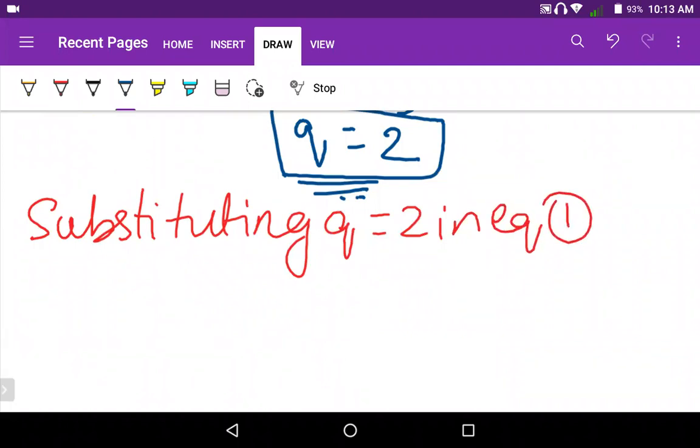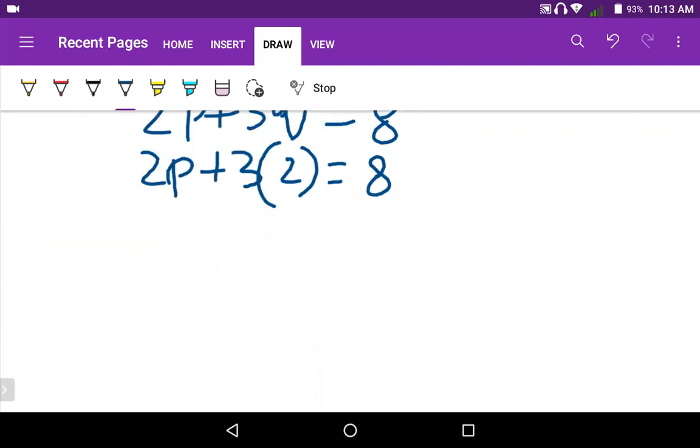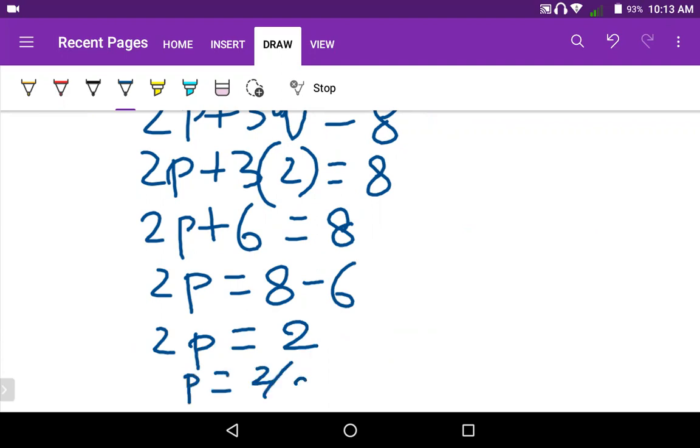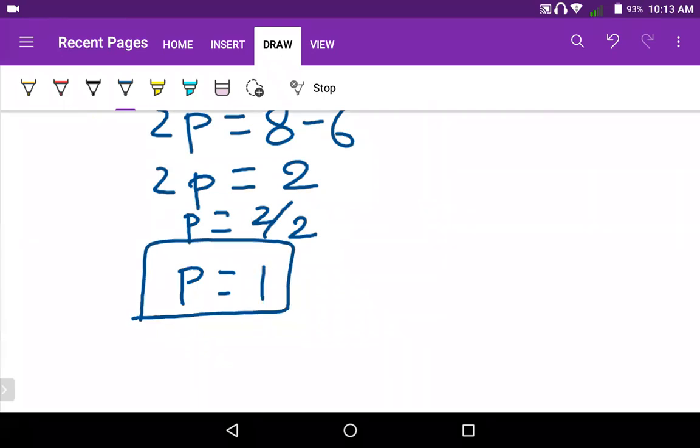So, what is equation 1? 2P plus 3Q is equal to 8. 2P plus 3 into Q is 2 is equal to 8. Okay. Then 2P plus 3 2s are 6 is equal to 8. 2P is equal to 8 minus 6. So 2P is equal to how much? 2 again. Correct? So P is equal to 2 by 2. P is equal to 1. Everybody got P is equal to 1 and Q is equal to 2?